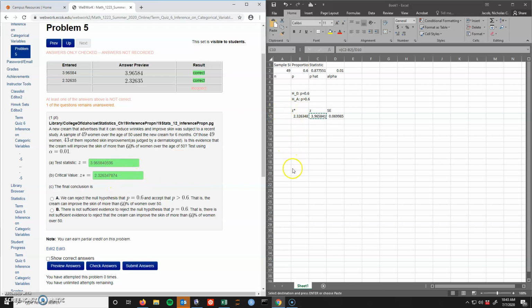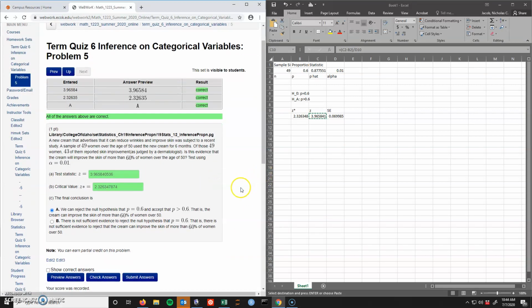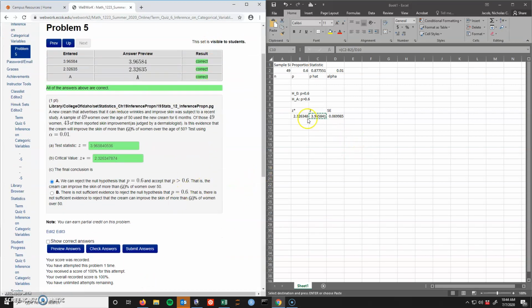I always like to think of my picture. If I have my picture of the hump of my normal curve, I say, well, I want to be above the critical value. And I clearly am here. I'm very extreme. This was an extreme result to have 43 out of the 49 women, 87%, show improvement when really you only needed 60% to show improvement. So I'm going to be able to reject my null hypothesis. And when I do that, you can see I got all my answers correct.